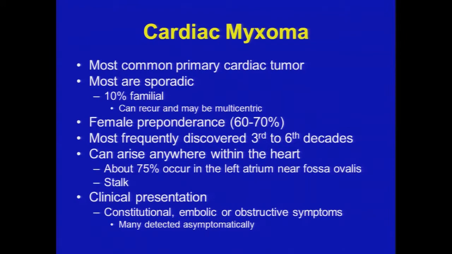The clinical presentation can vary from an incidental finding on an echocardiogram for another reason, to constitutional symptoms, embolic symptoms. Approximately 30 to 40% of patients with myxoma will have an embolic event, primarily to the central nervous system, or obstructive type symptoms.